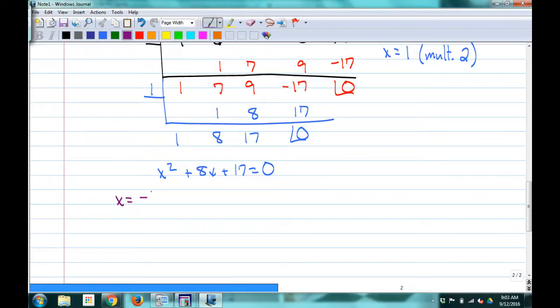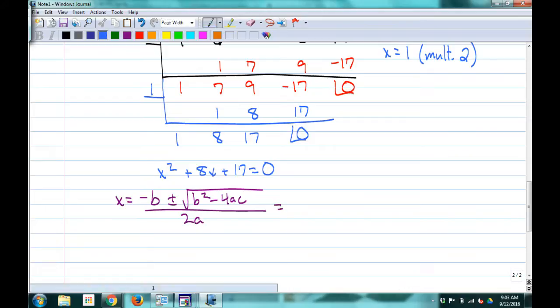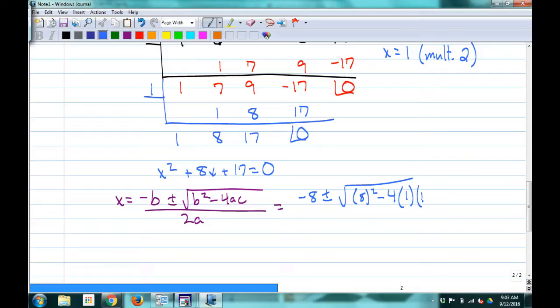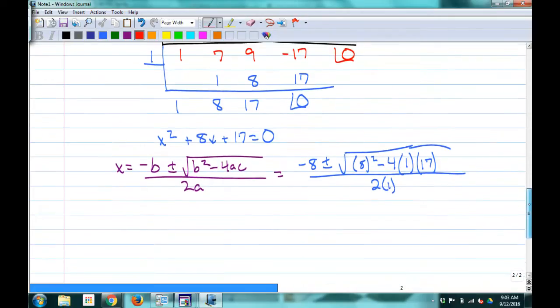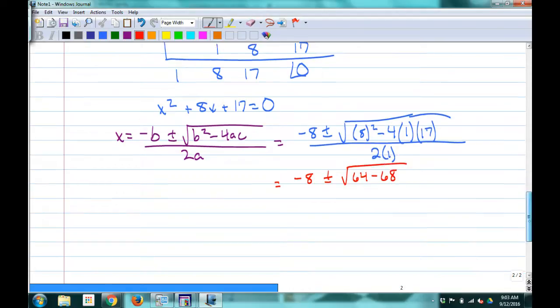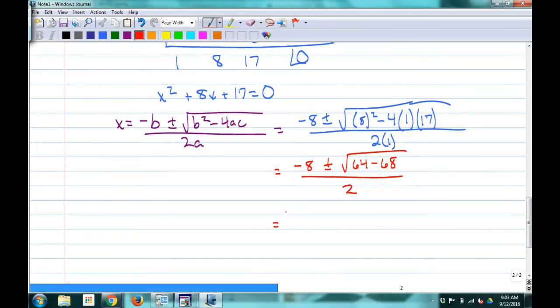So x equals negative b plus or minus the radical of b squared minus 4ac, divided by 2a. That's what we're plugging into. To be negative 8 plus or minus the square root of 8 squared minus 4 times 1 times 17, over 2 times 1. We're going to simplify that and see if we can get an answer. We get negative 8 plus or minus, and then that'd be 64 minus 68. Oh man, so that's a negative number underneath there. That's a negative 4, really.